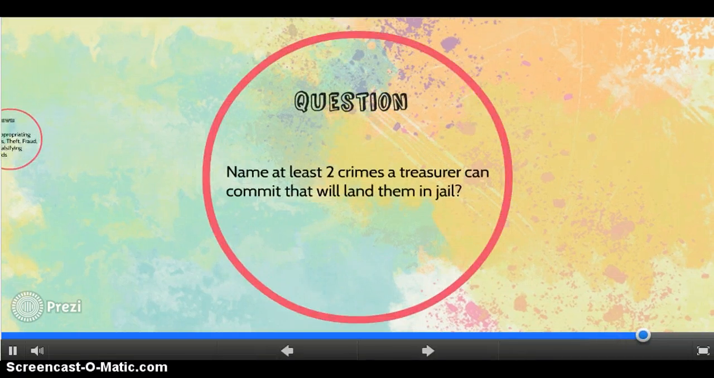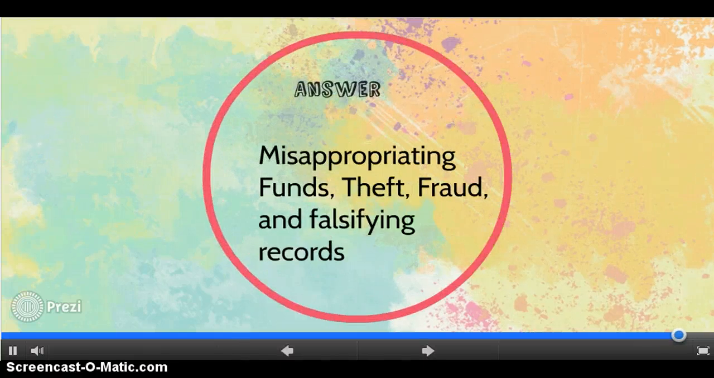And for your last review question, name at least 2 crimes a treasurer can commit that will land them in jail. The answer will be any of the following: misappropriating funds, theft, fraud, and falsifying financial records.